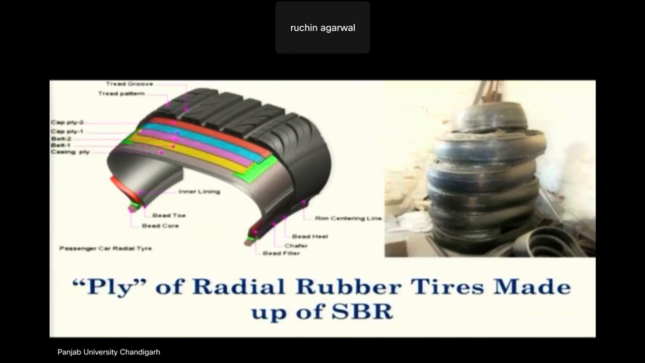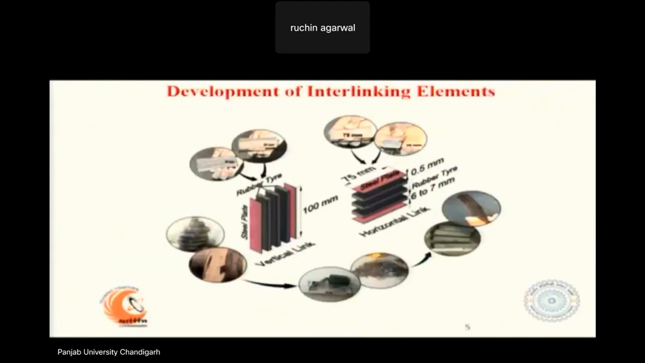So we took it as a material. This is a viscoelastic material, styrene butadiene rubber, and this is the tire of a passenger car, not the tire of trucks, because truck tires have a different composition. So this is the tire of passenger cars. And these are the interlinking elements. We have two types of interlinking element.